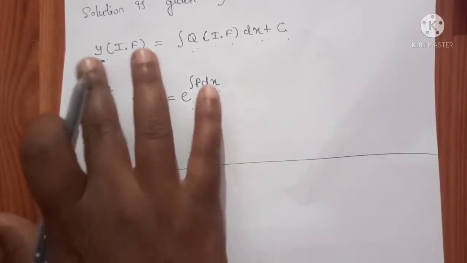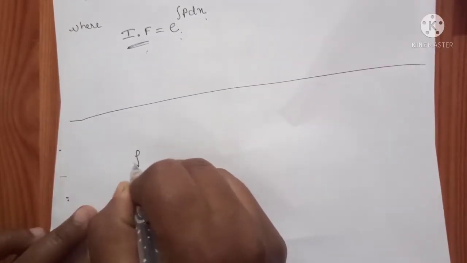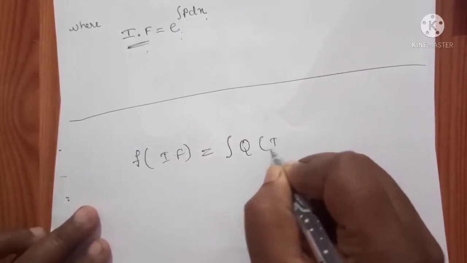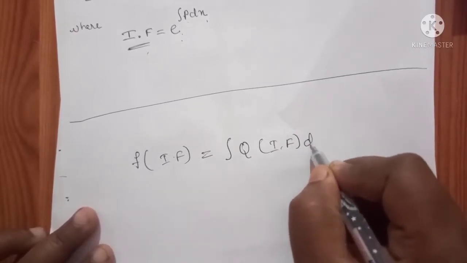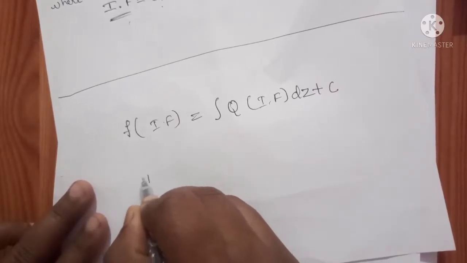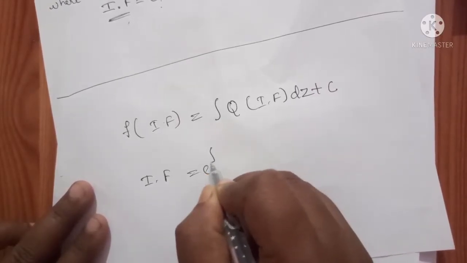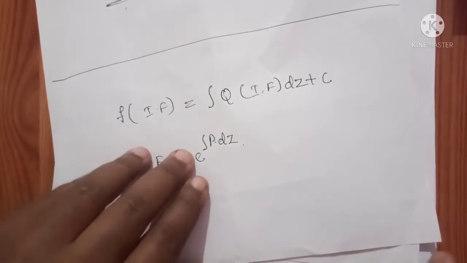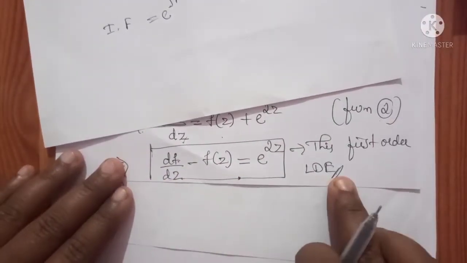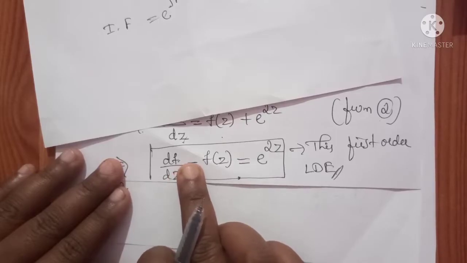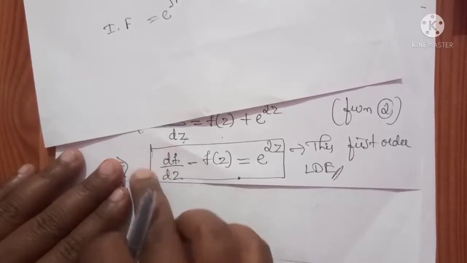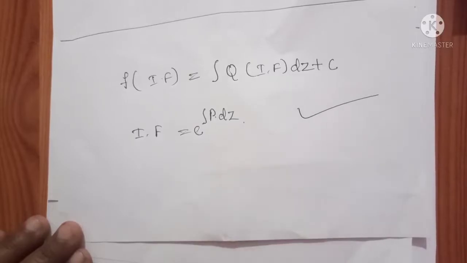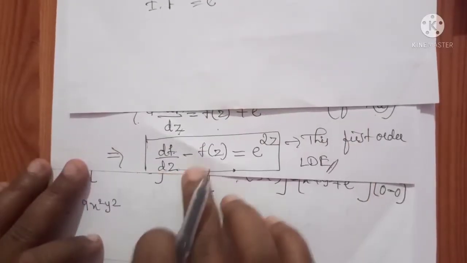So for this particular case, the solution will be f into integrating factor equals integration of q into integrating factor, where instead of dx we have dz, plus c. Also the IF value will be e raised to integration of p, with dz in the place of dx, because this is the derivative of f with respect to z. By using this formula we can solve this equation easily.